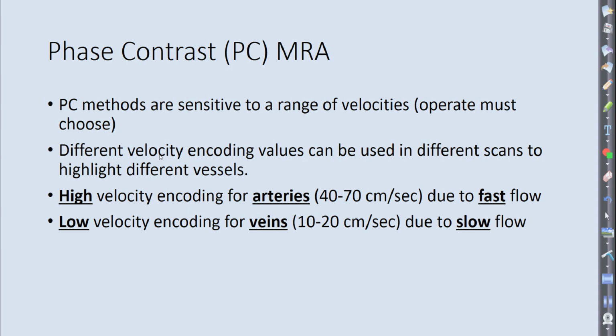So highlight this, V, E, and what we call a VENC, just our short acronym for velocity encoding values. So we can change our VENC to highlight arteries versus veins. So we actually use a higher VENC for arteries, around 40 to 70 centimeters per second, to catch our faster blood flow. And then we crank down our VENC for our venous blood flow.